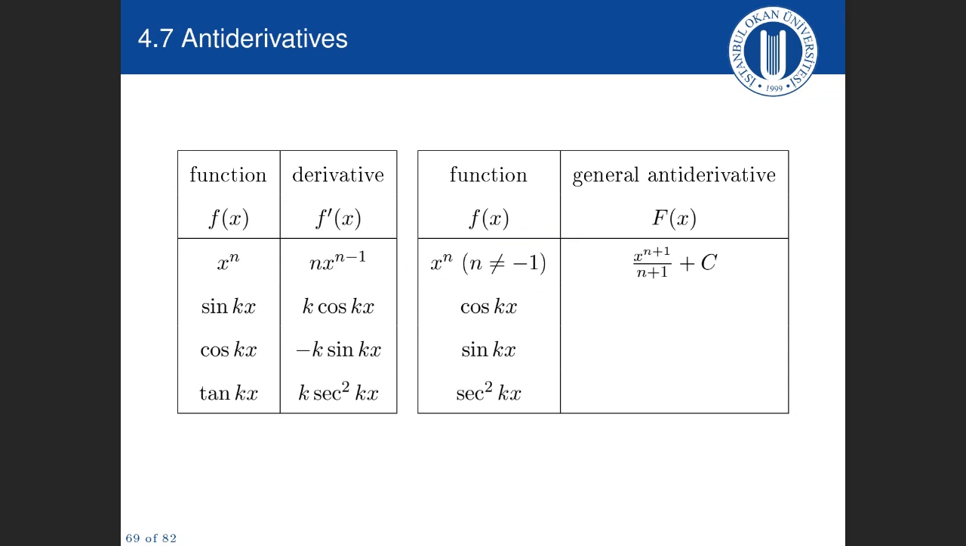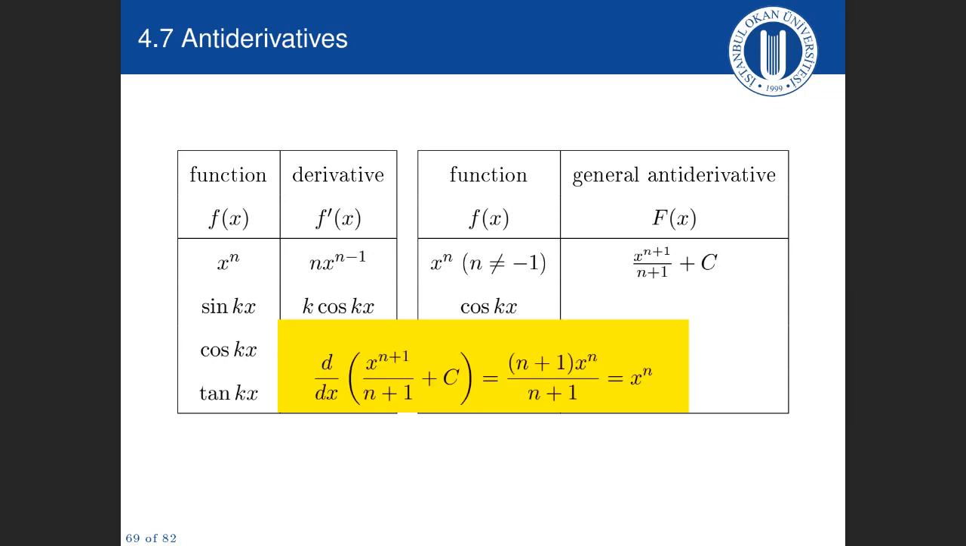The general antiderivative of x to the power n is x to the power n plus 1 divided by n plus 1, plus c. Let's just check this very quickly. What do we get if we differentiate x to the power n plus 1 over n plus 1 plus c? If we differentiate x to the power n plus 1, we decrease the power by 1 to x to the power n, and then we multiply it by n plus 1. And of course, the derivative of c is 0. n plus 1 cancels with n plus 1, and we just end up with x to the power n.